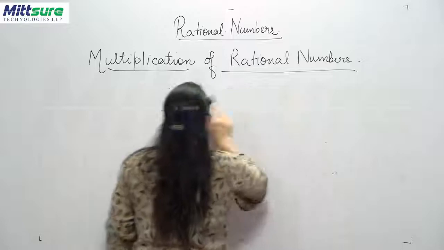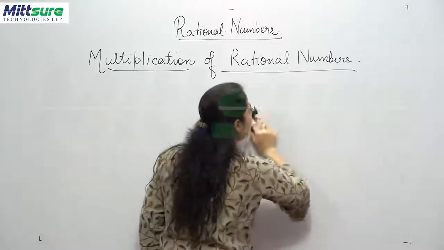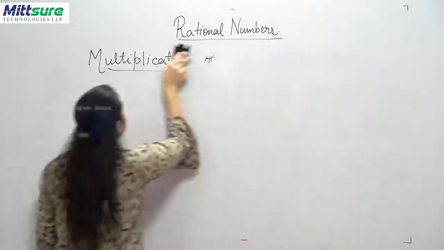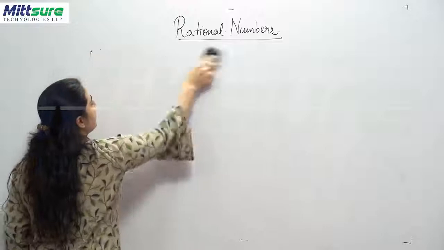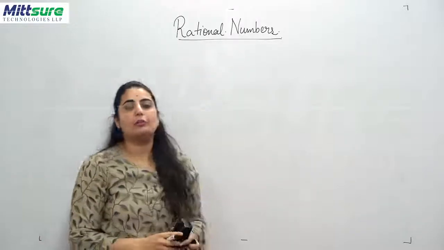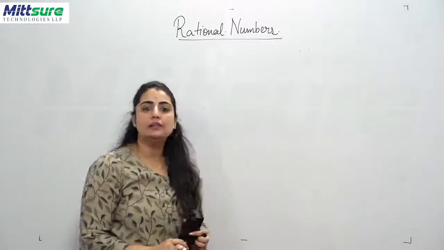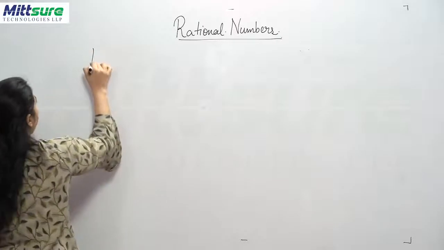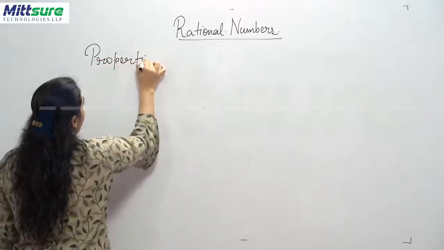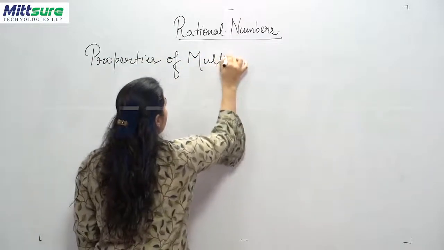To keep in mind how rational numbers can be multiplied, we will study some of its properties. So let's now discuss the properties of multiplication on rational numbers.